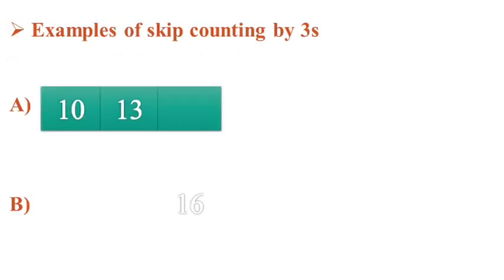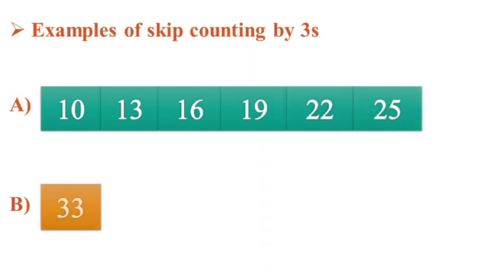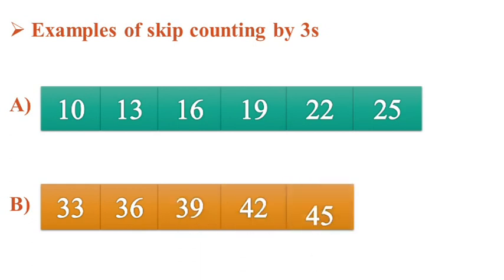Again, we add the previous number to get the next number, right? Skip counting by 3. Now let's start at 10. What number do we get when we add 3? 10 plus 3 will get 13. And 13 plus 3 will get 16. 16 plus 3 will get 19. And 19 plus 3 will get 22. 22 plus 3 will get 25. Let's see some more examples.